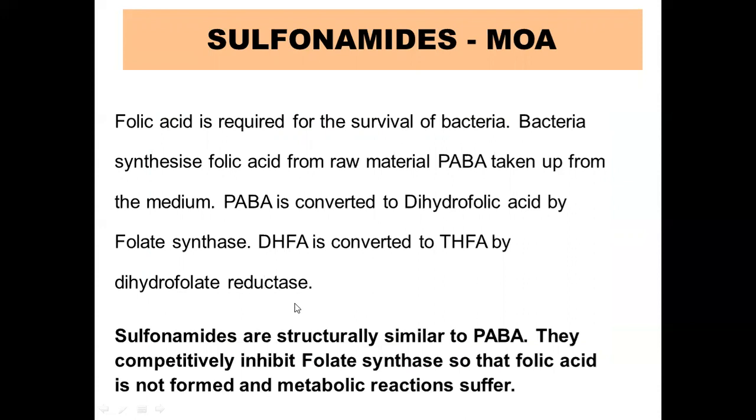Now, sulfonamides are structurally similar to PABA. So they competitively inhibit folate synthase, so that folic acid is not formed, and as a result, all the metabolic reactions will suffer. Being similar to PABA, they may also sometimes be incorporated into the folic acid, and this will be a structurally abnormal folic acid, which will also not have the normal function. So whenever you are asked to write the mechanism of action of sulfonamides, you are supposed to show this flow chart and then describe this process of folic acid synthesis by the bacteria and how the sulfonamide inhibits the process of folic acid synthesis.